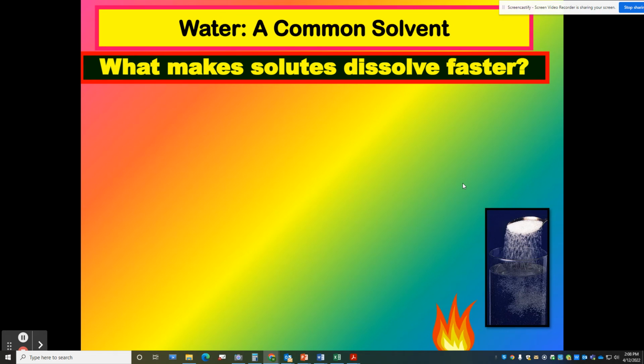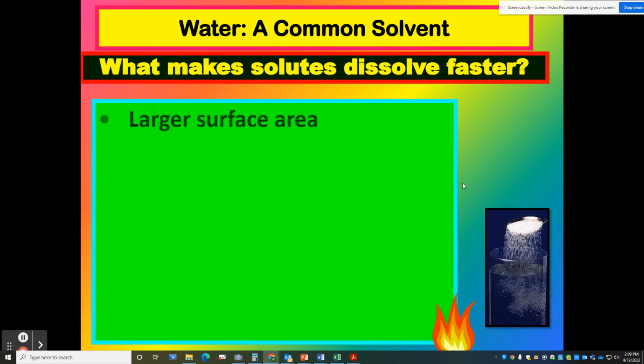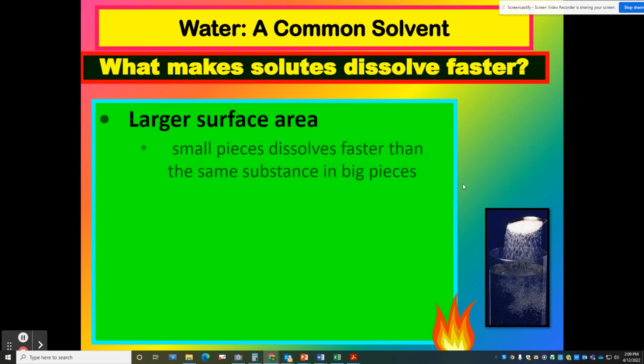Now, I asked you to read the article last night, so make sure that you've read it and defined it. But a larger surface area. Okay, larger surface area means the particles are smaller. So smaller particles, they're going to dissolve faster than the big ones. So small pieces have a large surface area. Like a sugar cube has a small surface area. Less of the sugar is exposed to the water, so it's going to take a little bit longer to dissolve.